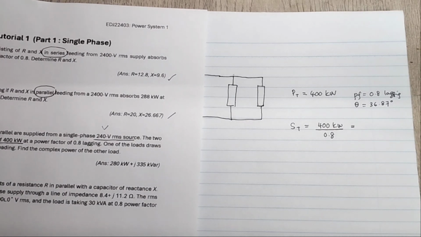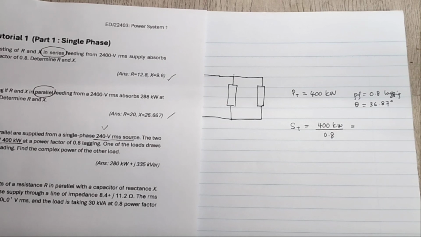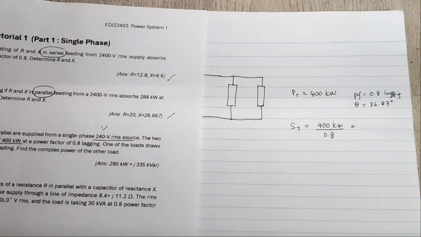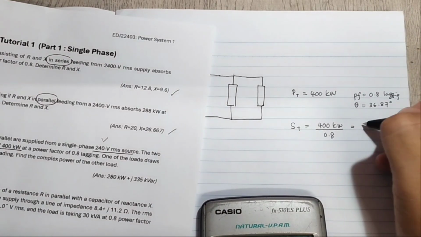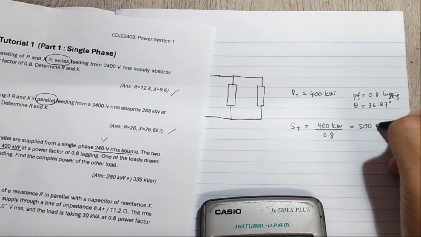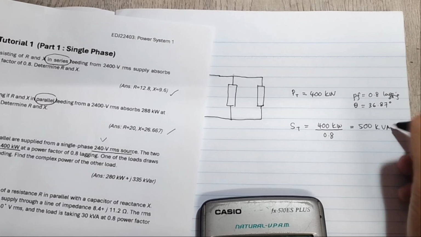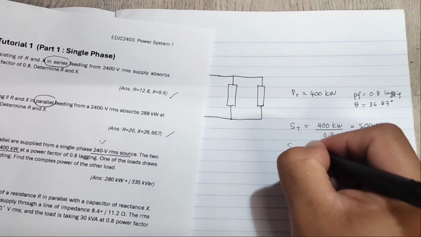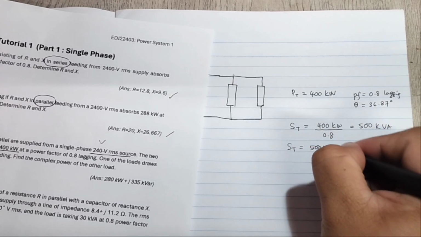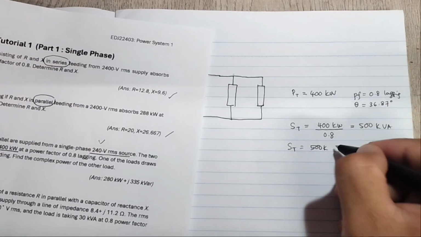Okay, akan dapat berapa? 400K divided by 0.8 equal to, okay, 500K VA ataupun this one is magnitude only. So S actually S total adalah 500K. Sudut dia yang ni.